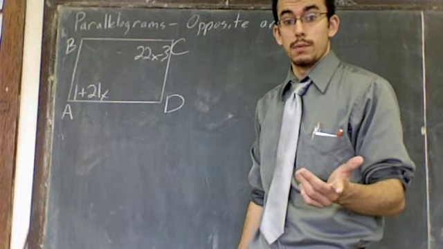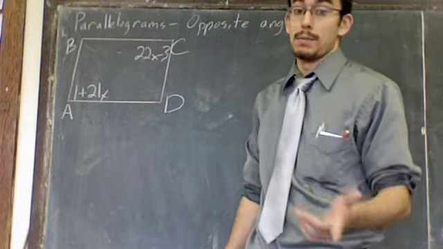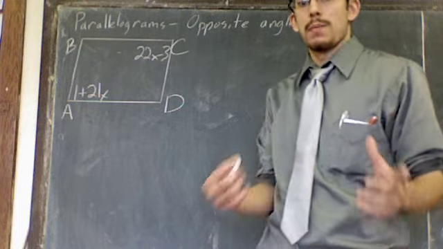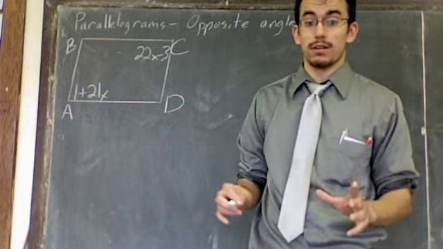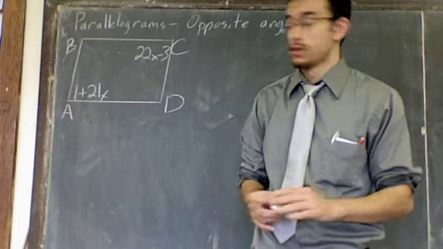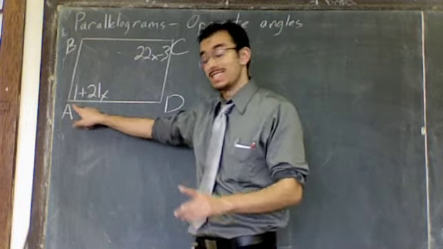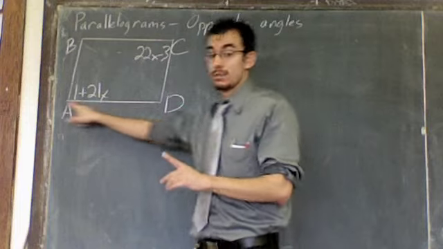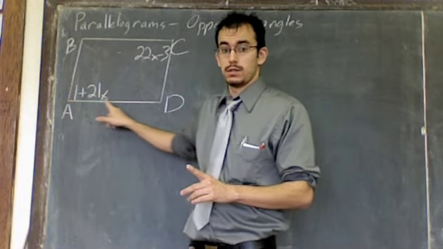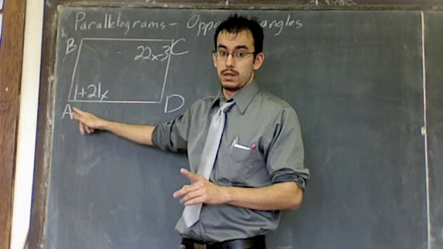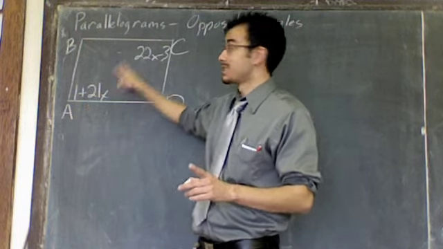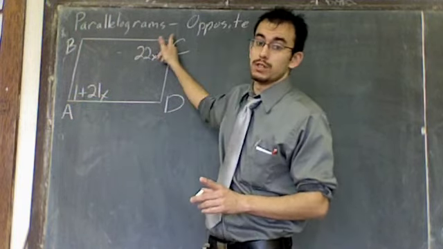Alright, so here I'm going to tell you about parallelograms that have opposite angles in them. Okay? What I mean by opposite angles is the two angles that you see are across from each other diagonally. They're not connected by a side. So for instance, A is consecutive with D. They're connected by a side, so these are not opposite. A is also connected to B, so these are not opposite. However, A is not connected to C. They're diagonally across from each other.